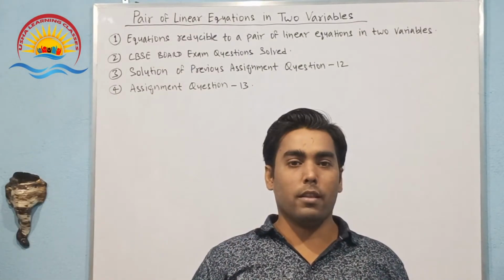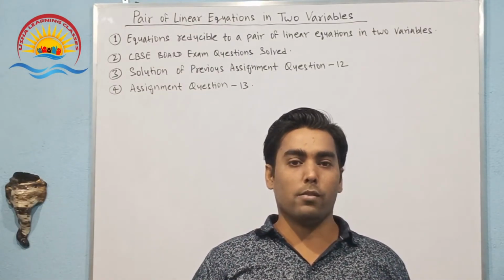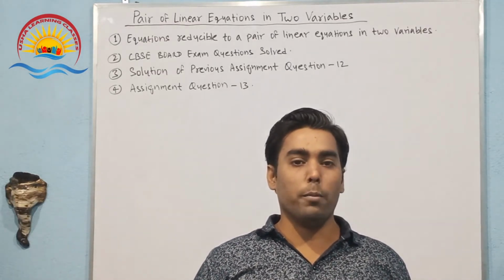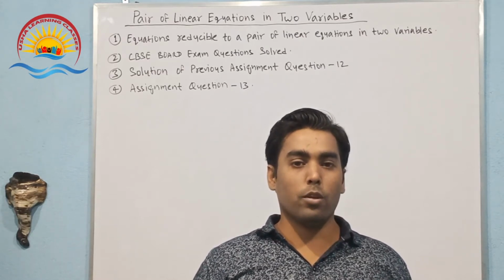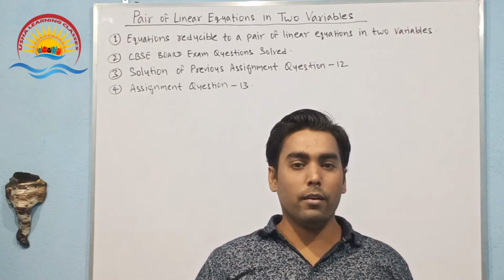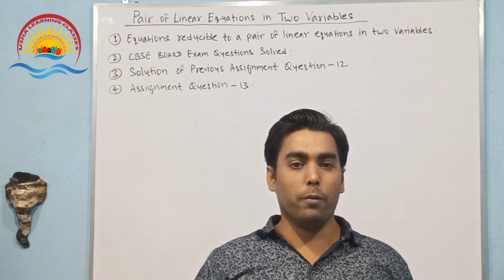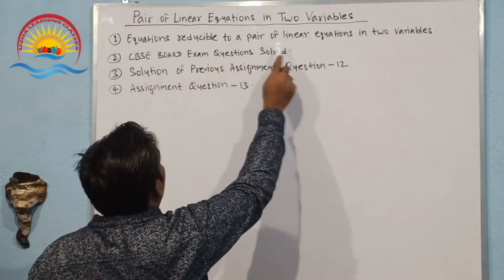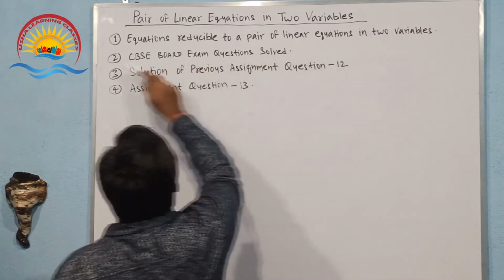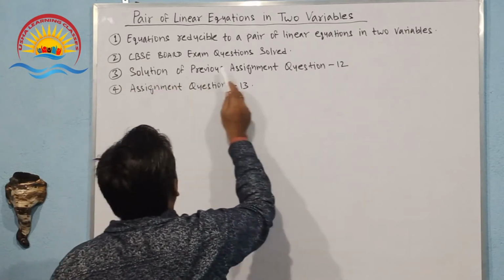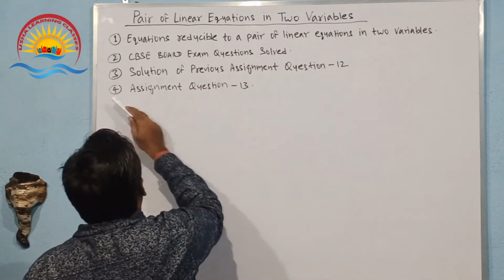Till now in chapter 3, pair of linear equations in two variables, we have covered general form, graphical method, condition for solvability and algebraic method. In algebraic method we have covered substitution method, cross multiplication method and elimination method. Today we are going to continue chapter 3 and we will cover the topic equations reducible to a pair of linear equations in two variables. Number two, CBSE board exam question solved. Number three, solution of previous assignment question 12. Number four, assignment question 13.